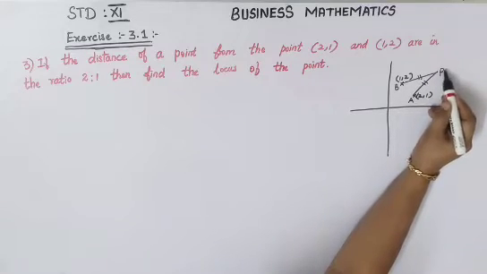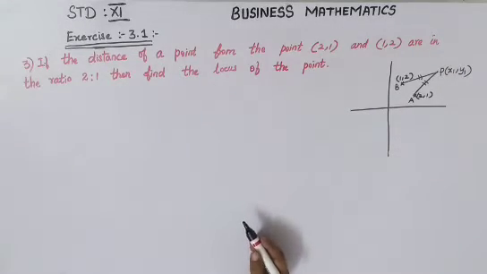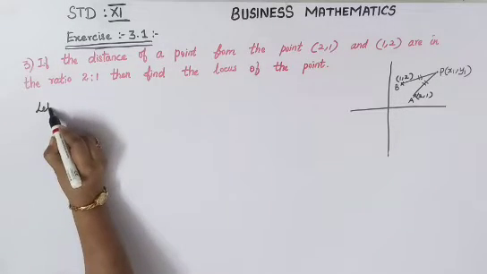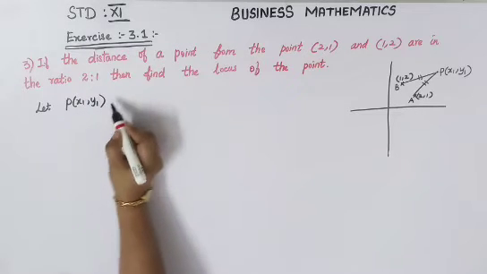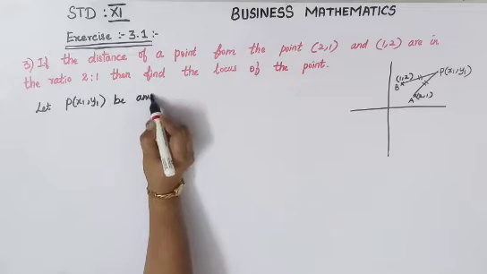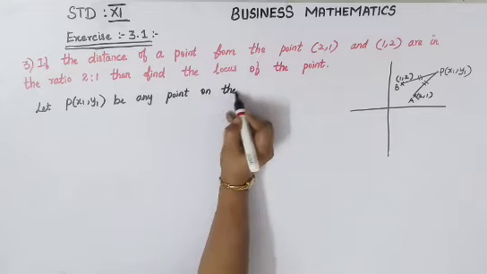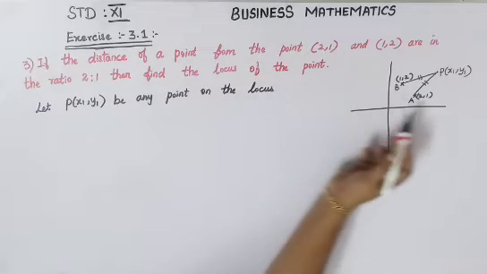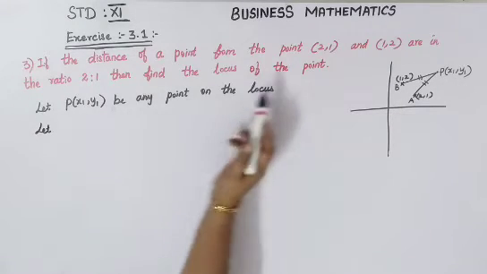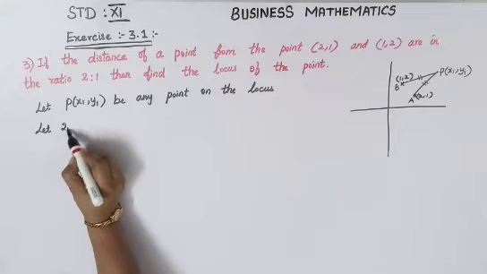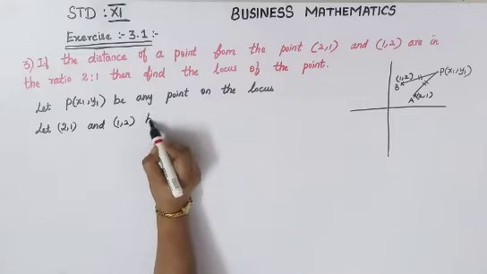Okay, so we'll just mark this as P of x1 comma y1. So this is your locus of your point. Okay, so now we'll just go to the sum. Let P of x1 comma y1 be any point on the locus. So for that only we have just taken a point P of x1 comma y1. Okay, now the 2 points are given, 2, 1 and 1, 2. So let 2, 1 and 1, 2 be the given 2 points.